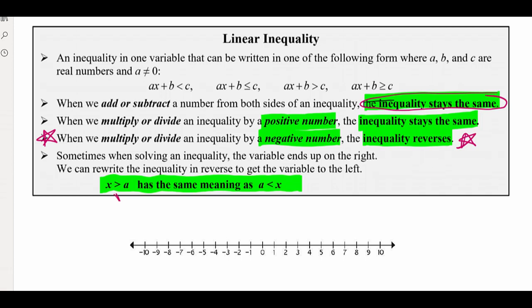We continue our work with solving linear inequalities. Just a little reminder that when we add or subtract a number from both sides of an inequality, the symbol stays the same. When we multiply or divide both sides of an inequality by a positive number, the inequality symbol also stays the same. However, when we multiply or divide both sides of an inequality by a negative number, then we have to reverse the inequality symbol.